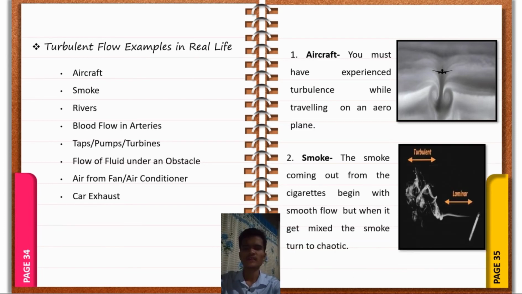Okay, now let's proceed to example number 2, which is smoke. The smoke coming out from a cigarette begins with smooth flow, but when it gets mixed, the smoke turns chaotic. So, as the image shows here, of course, the straight line of smoke is what we call laminar. But the mixed or messy movement of smoke is what we call turbulent.